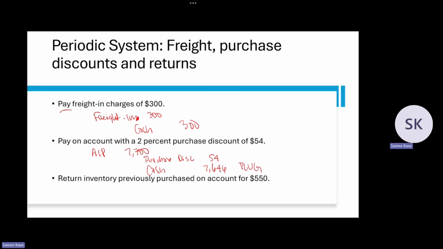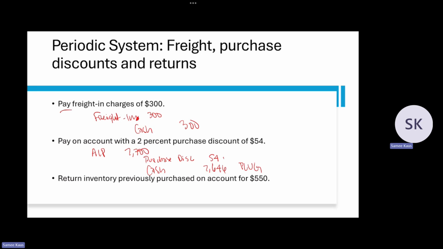Now I'm going to return inventory previously purchased on account. So I have a purchase return. Again, think about how it's different between a perpetual system and a periodic system. Under a perpetual system, I would impact my inventory account because I have one. Under a periodic system, I have not established an inventory account. So similar to how I have a purchase discount up here, I am going to have a purchase return.